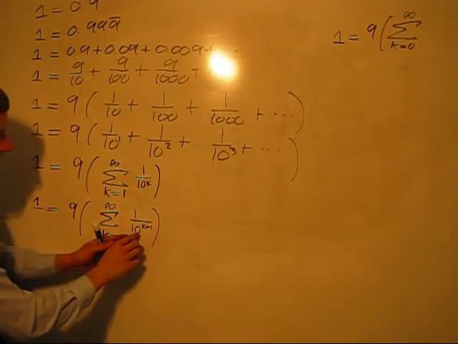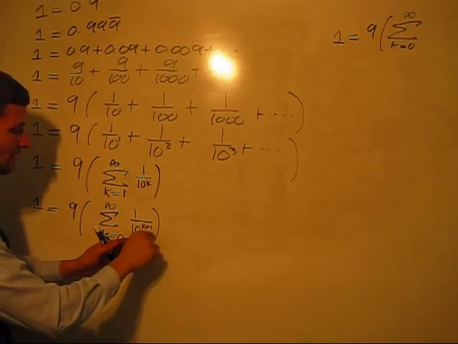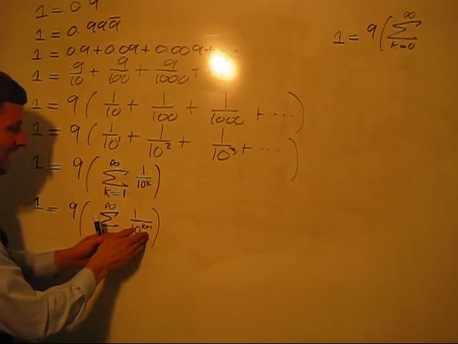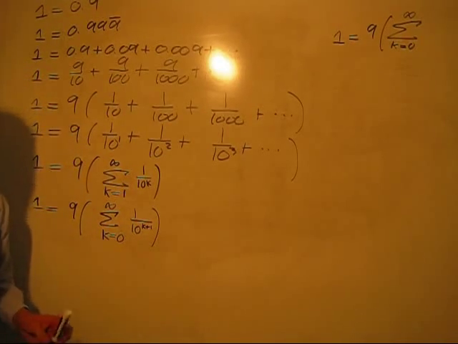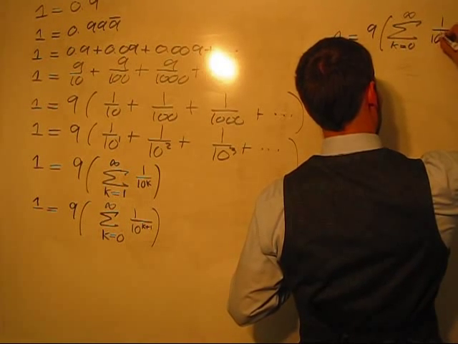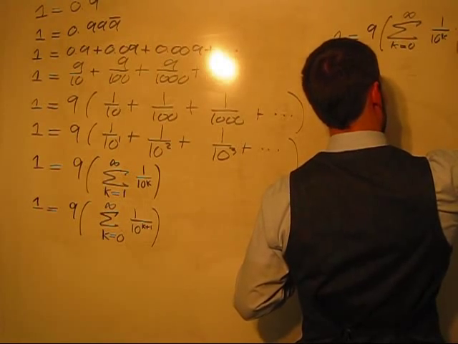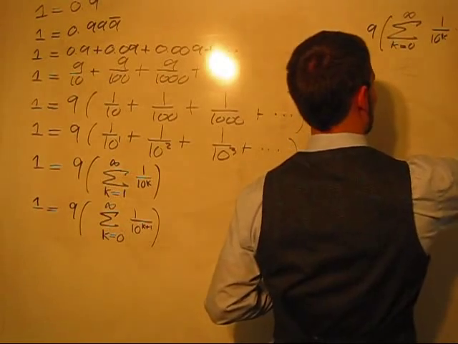I want to draw your attention to the fact that 10 to the k plus 1 is really 10 to the k times 10, that is 10 to the k times 10 to the first, in accordance with the properties of exponentiation. So we might write that as 1 over 10 to the k times 1 over 10 to the first, or just 1/10. So let's just simplify that to 1/10.